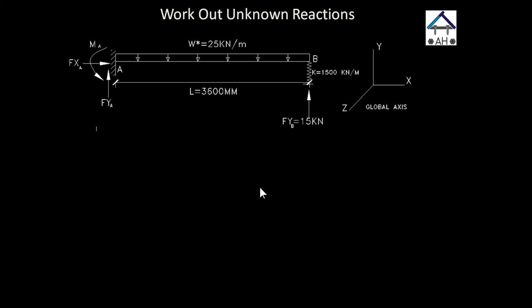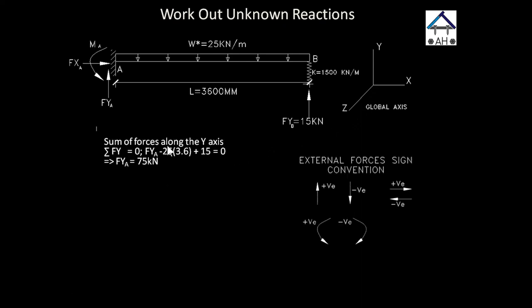Now adopting the 3 available equations of equilibrium in respect to the global axes y, x and z. So forces in the y-axis is equal to 0. FYA is going upwards, minus 25 times 3.6, and that's negative because the UDL is going down, plus 15 is going up, and that is equal to 0. Therefore, FYA is 75 kilonewton. And if you noticed here, the answer is positive, which just means that the direction that we've assumed is correct, which is going up.